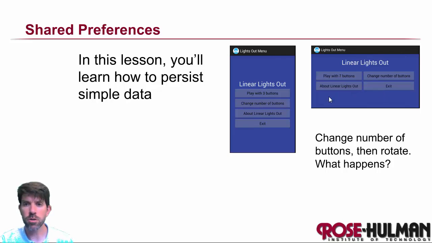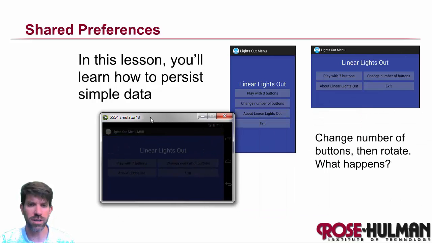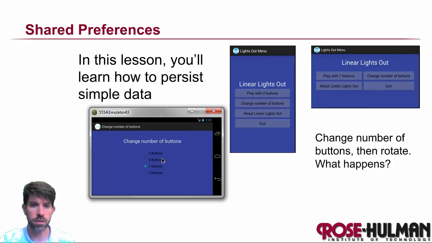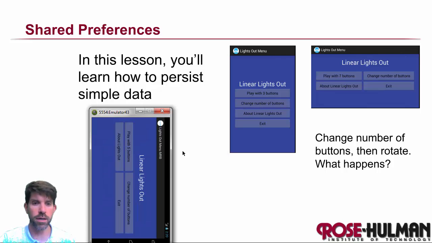Okay, so hopefully you played around with the orientation change there. But I don't know if you noticed this, that if you change the number of buttons and then you rotate it, it may not work exactly like you had hoped. So here I'm going to change my number of buttons from 7, say to 5, and it should come back and say 5 buttons, and then I'm going to rotate it back into portrait mode.